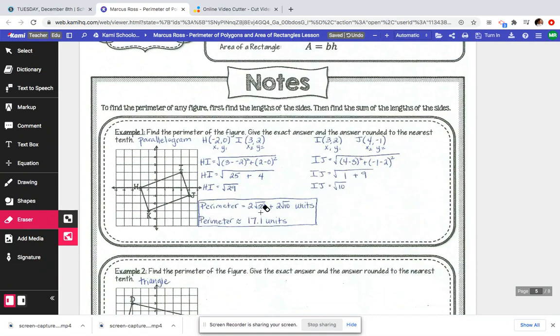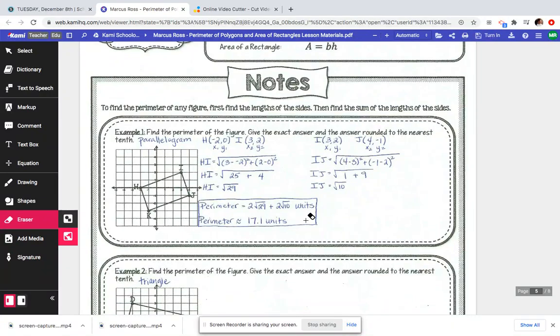Now, the reason I have 2 times the square root of 29 is because we have 2 lines that are the same distance, right? We're looking at a parallelogram, which means you have 2 sets of parallel lines. HI is parallel to KJ, so that's why I'm doing 2 times the square root of 29, because both are the square root of 29. Also, the reason I have 2 times the square root of 10 is because I have 2 lines that are the same distance. I to J is the same length as H to K, so I'm doing 2 times the square root of 10 to get the measurement of both those lines together, because they're equivalent, right?